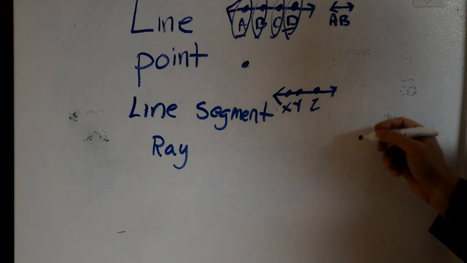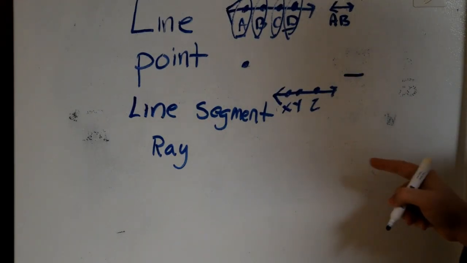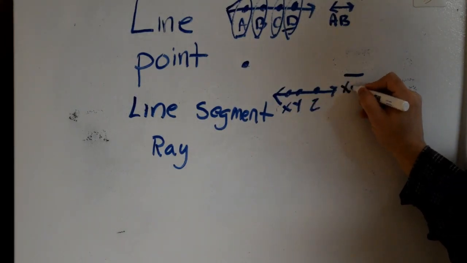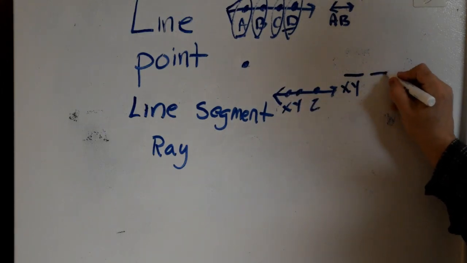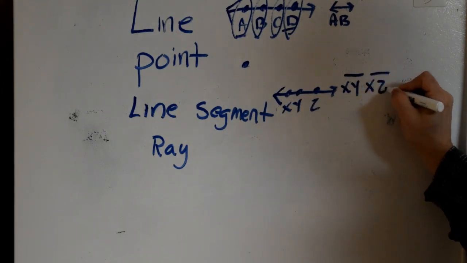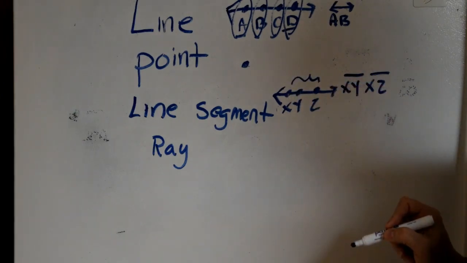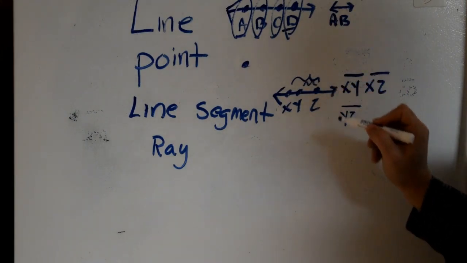And the way I write it is by drawing just a small segment. There's no arrows on it. So I have a line segment XY. So that's just the distance from X to Y. But I could also have XZ, which is that distance. But I could also have segment YZ, which is this distance.